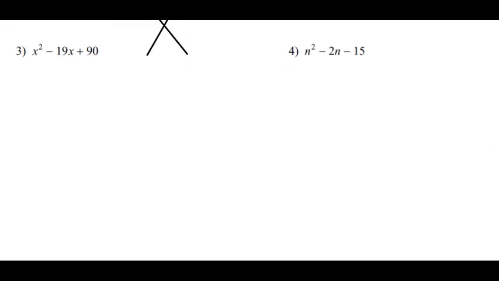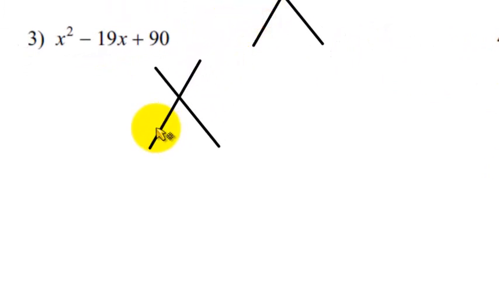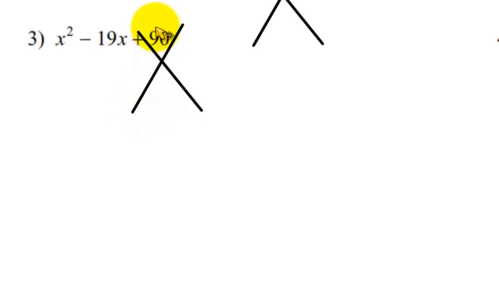Alright, example number 3. My c here is positive, so the signs of the factors of 90 should be the same as the middle term, negative. Since c is positive, the signs of the factors of 90 that we have to consider should be the same sign as our middle term. So it should be both negative.